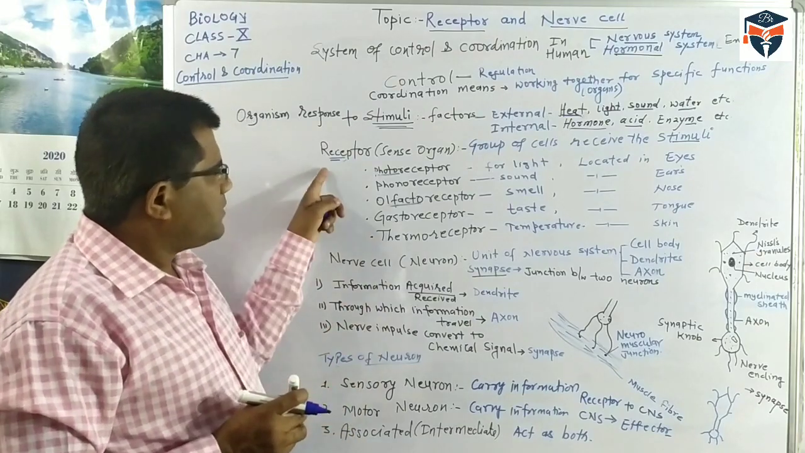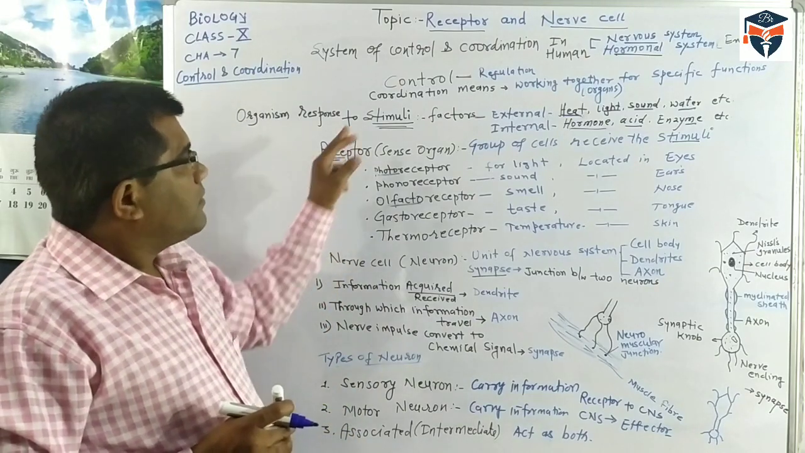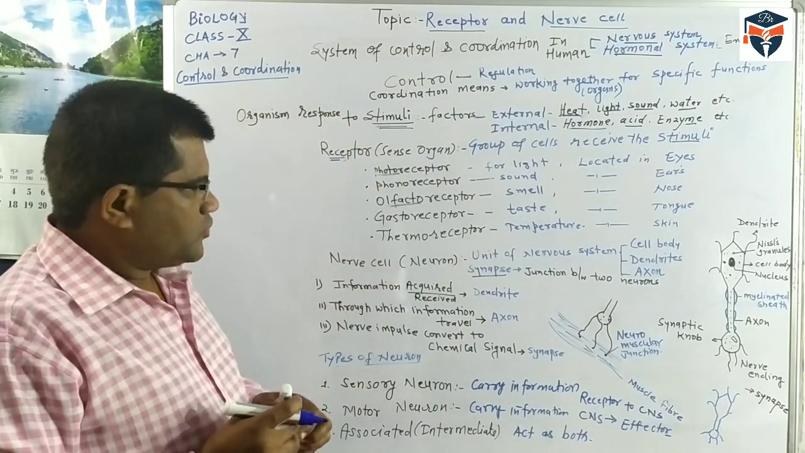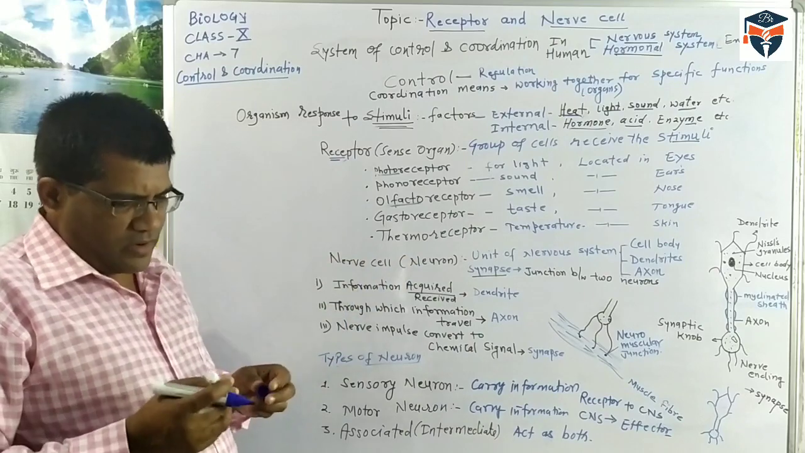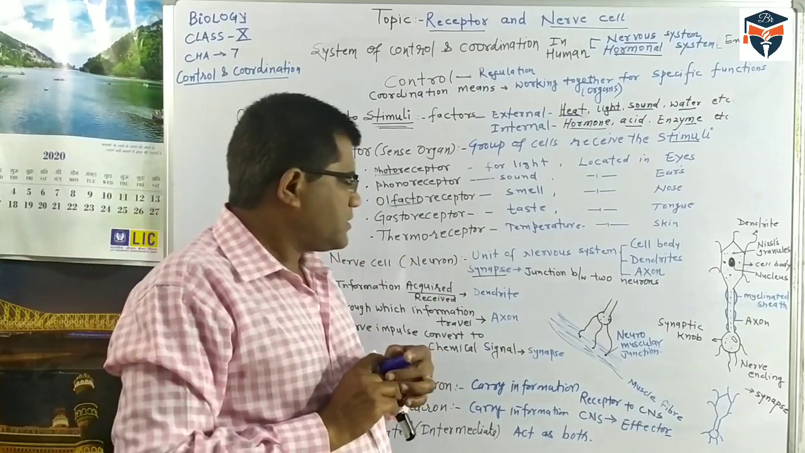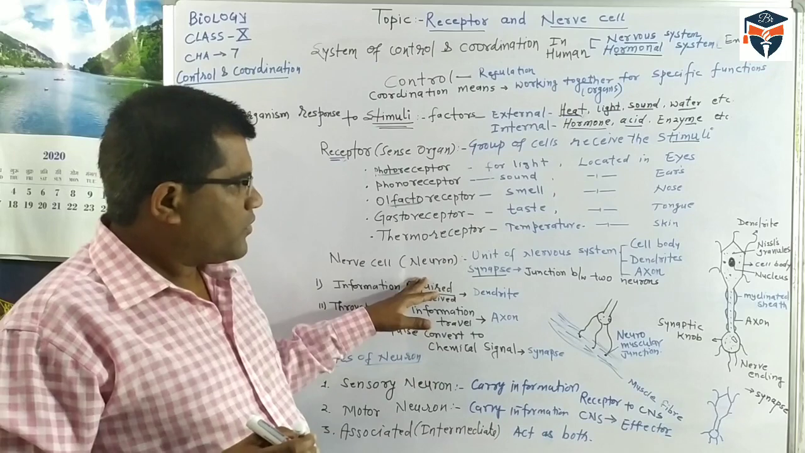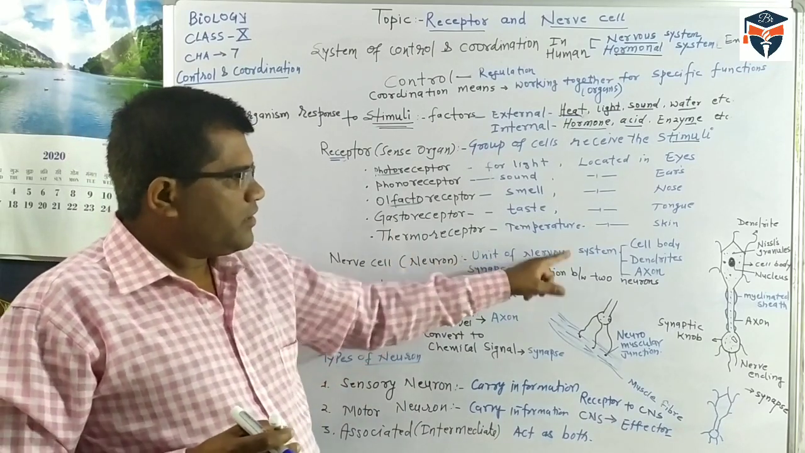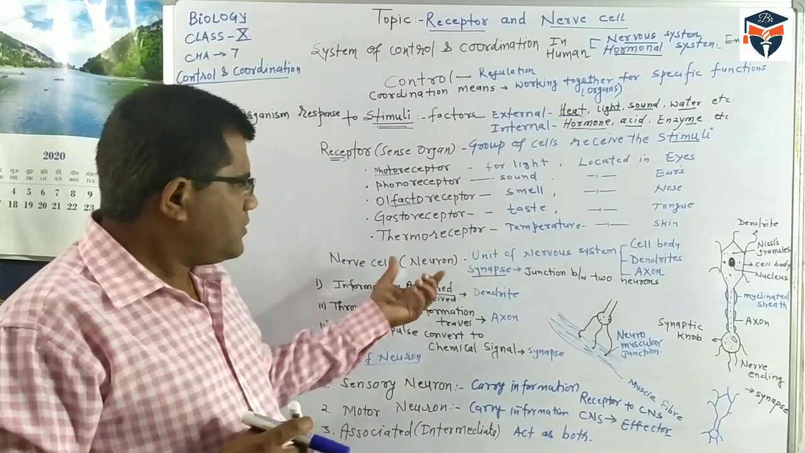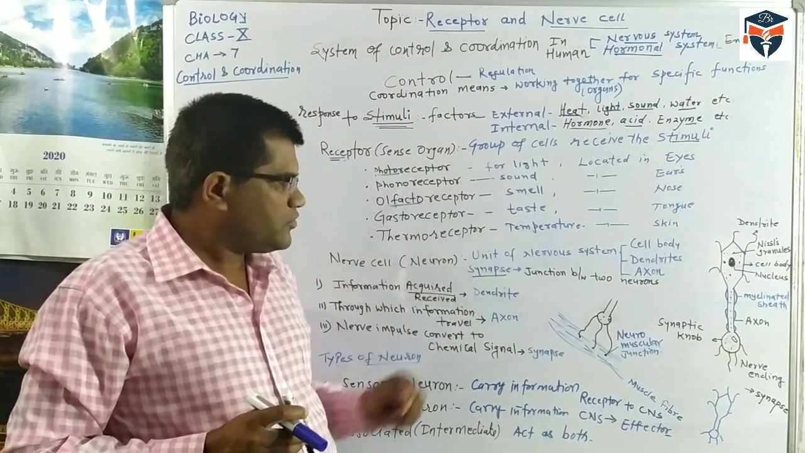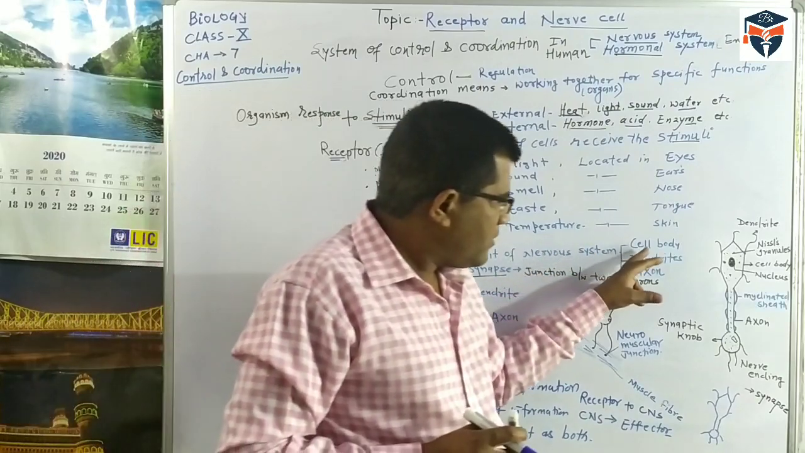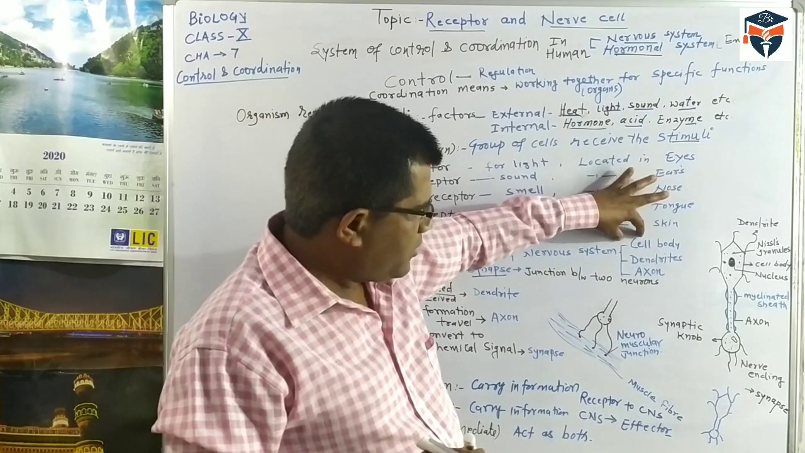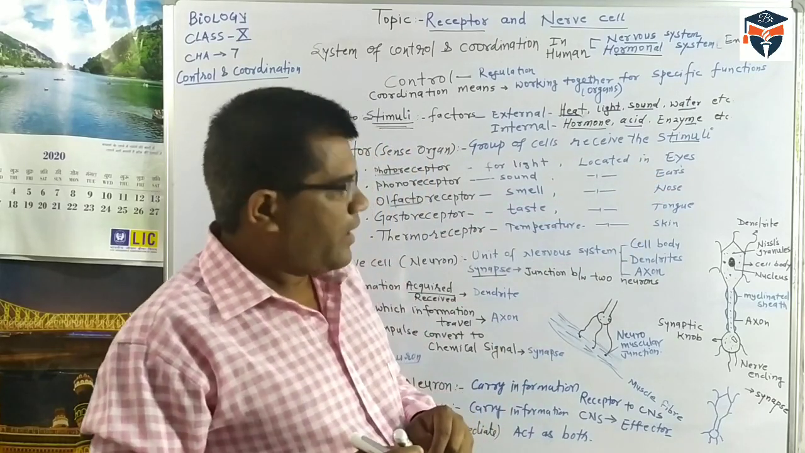Another part after the receptor is the nerve cell or neuron. In class 9th we have also discussed the neuron. Each neuron, or each nerve cell, is the functional unit of the nervous system, and this neuron has three important parts: the cell body, dendrite and axon.